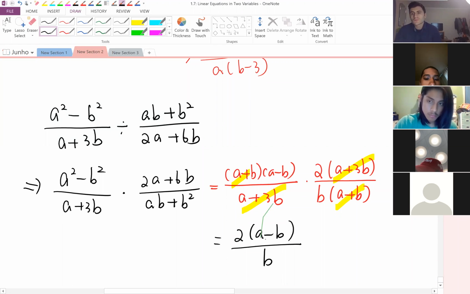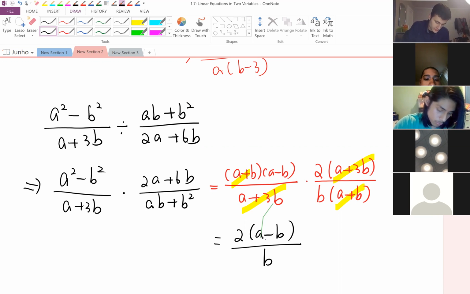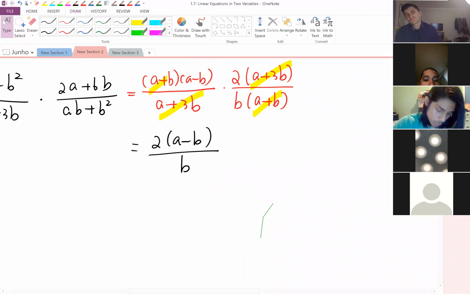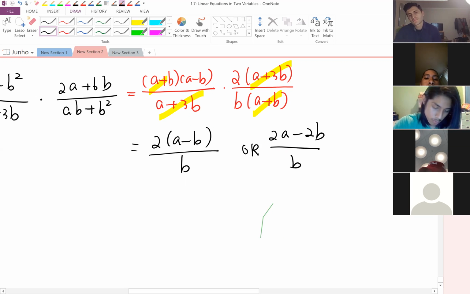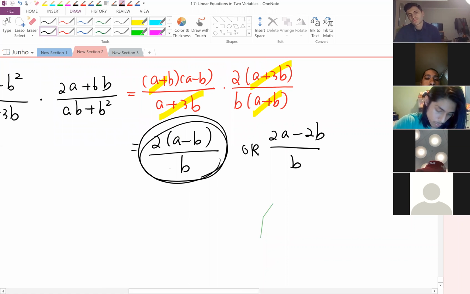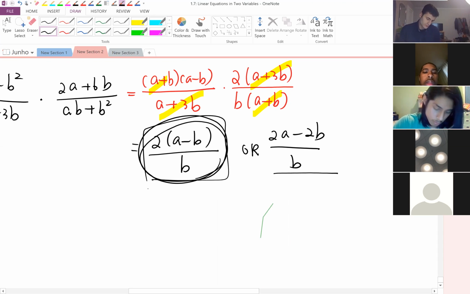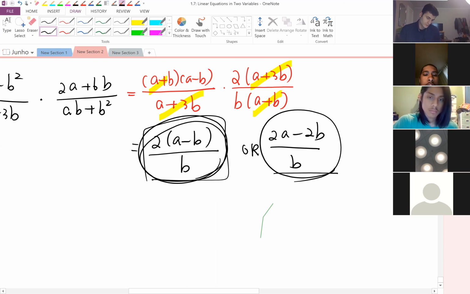Any questions? We must do it to the simplest. What do you mean simplest? Like, can we multiply the 2A negative 2B? You can do that too. That's fine too. But we prefer this expression more because this is the factoring form. This is the expanding form. If I choose my preference, then this is a better answer to me. But nothing wrong with this one too. They're both correct anyway.